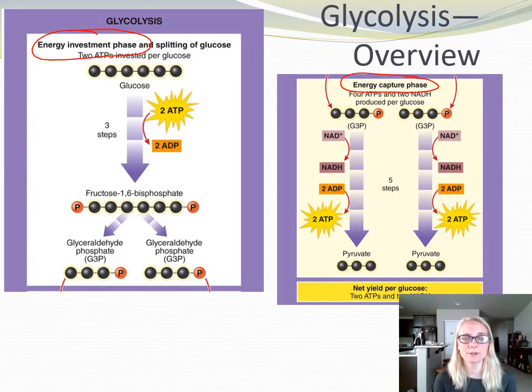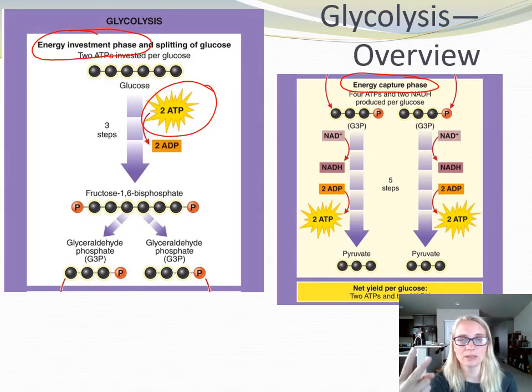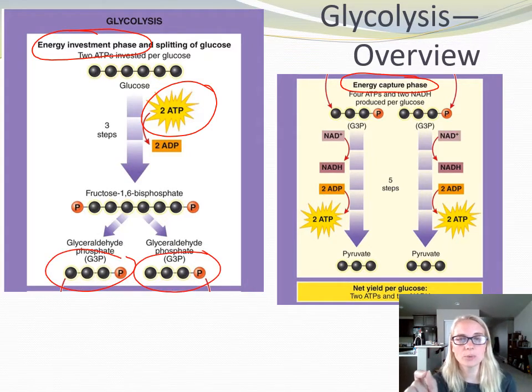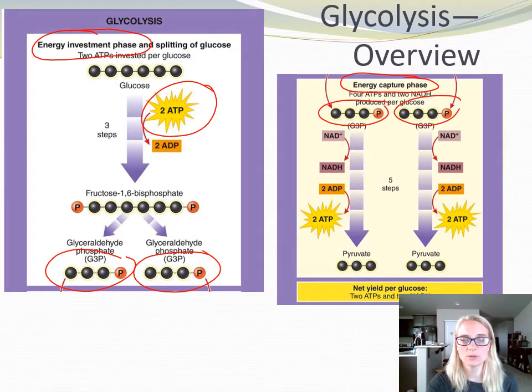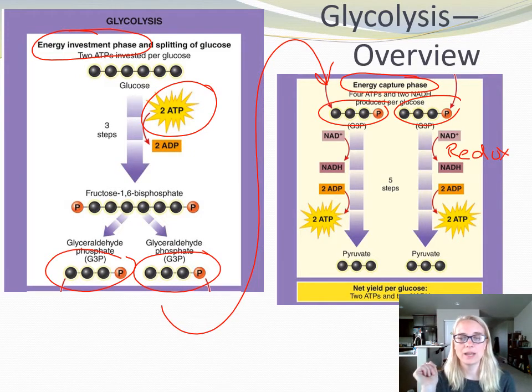In this first 5 steps, here's our energy investment. We burn 2 ATPs to get the ball rolling, and then here's our split. We're going to take our 6-carbon glucose and turn it into 2 3-carbon molecules called glyceraldehyde 3-phosphate, abbreviated as G3P. So then here's our G3Ps. In this process of G3Ps, we're going to do some redox with our NAD plus and NADHs.